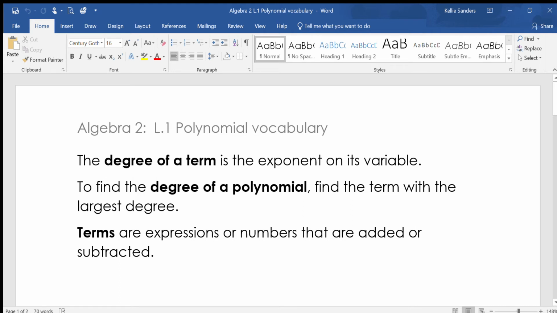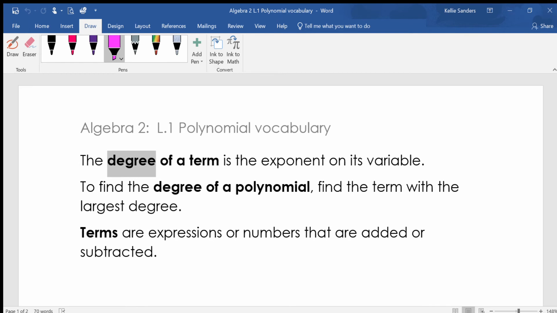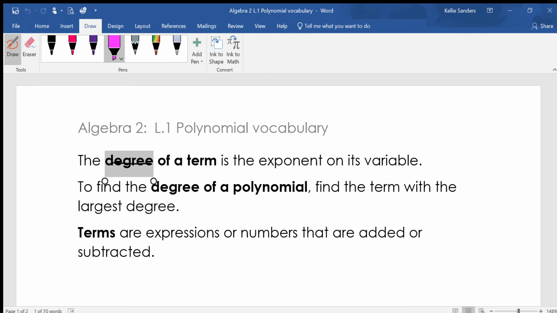L1, polynomial vocabulary. A couple of new terms. The degree of a term is the exponent on its variable. I'll explain that better in just a minute. To find the degree of a polynomial, find the term with the largest degree. And terms are expressions or numbers that are added or subtracted. So basically we have the words degree.